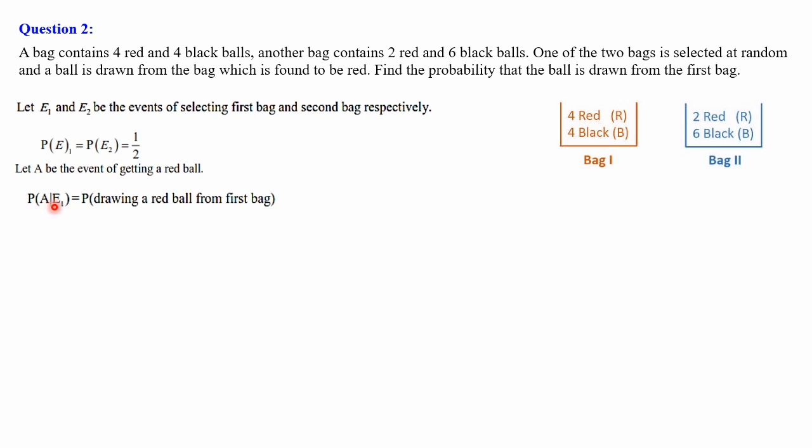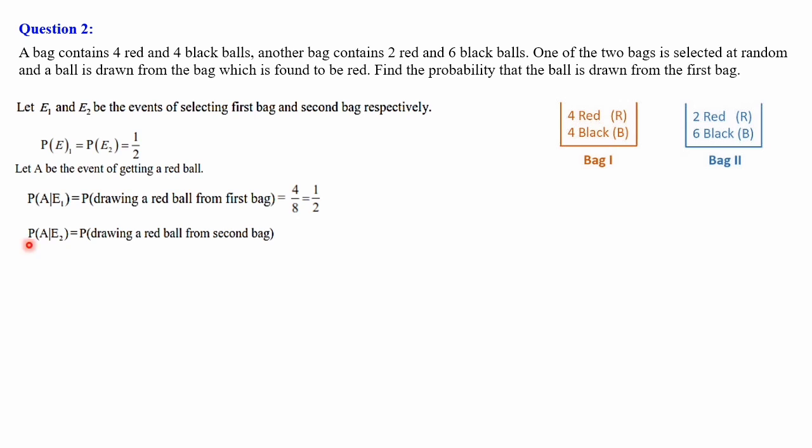Probability of A given E1, meaning the probability of getting a red ball given that it is from bag 1. So from bag 1, getting a red ball. There are 4 red balls in bag 1, total 8 balls. 4 divided by 8 is equal to 1 divided by 2.